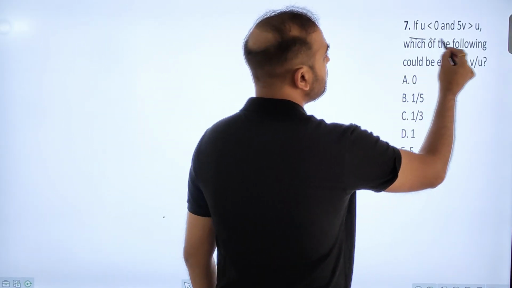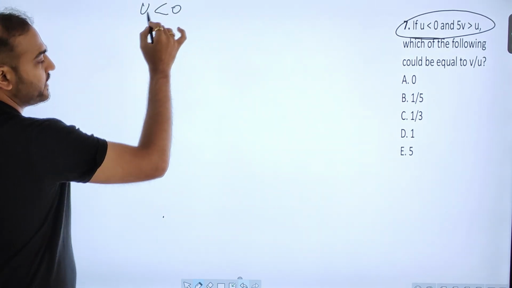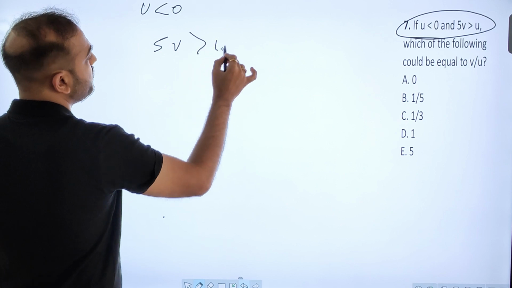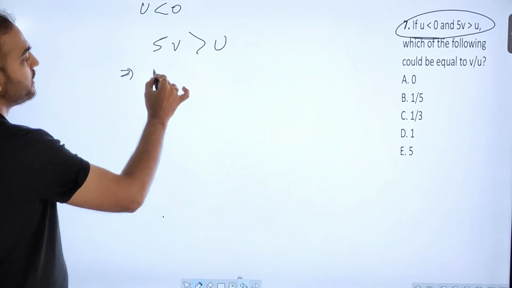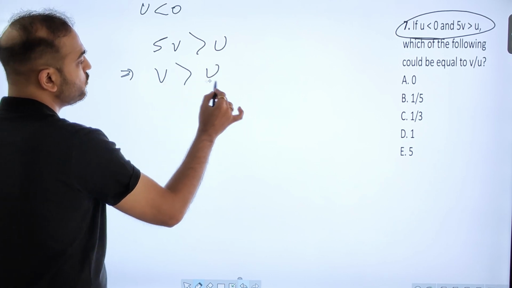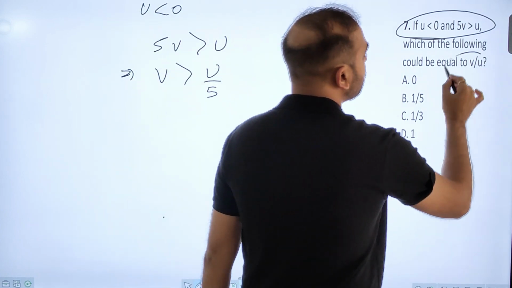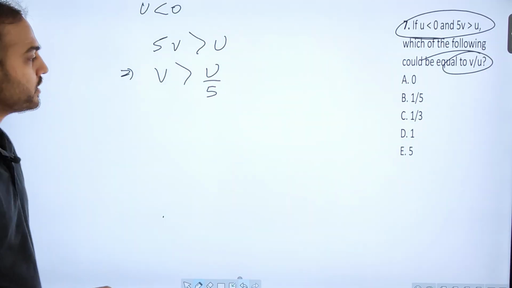So if you have read the question, again similar to what we did just now, I know U is negative and I know 5V is greater than U. Okay, so let me cross multiply. I know V is greater than U by 5. See, we need the value of V by U. So let's get V by U on the same side.